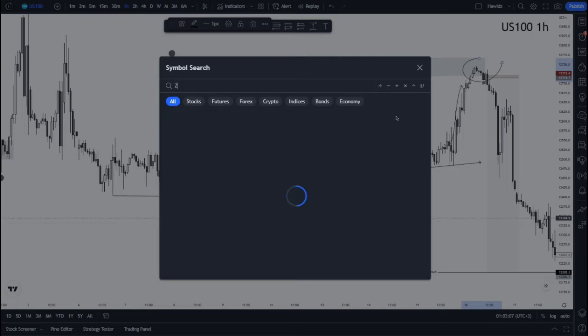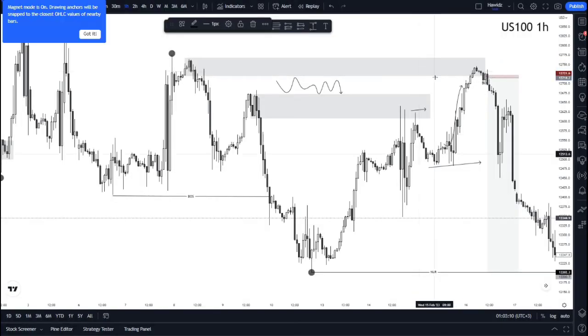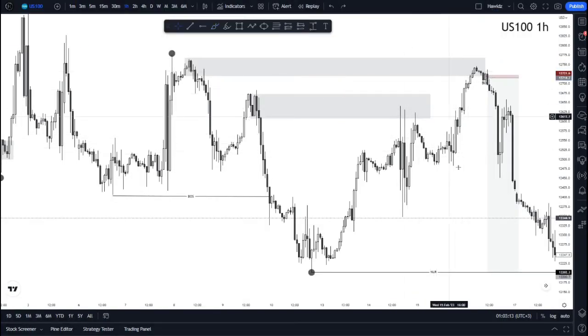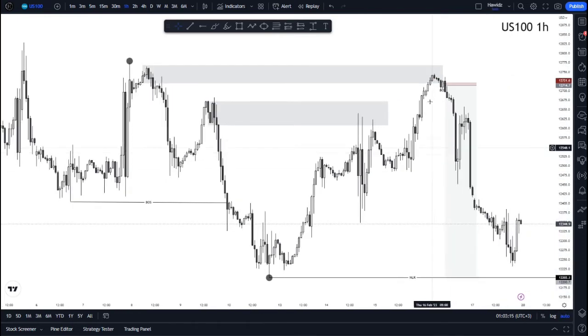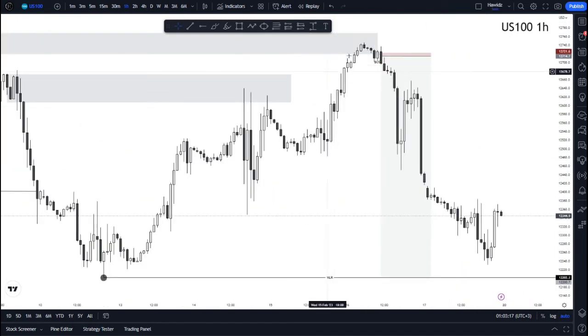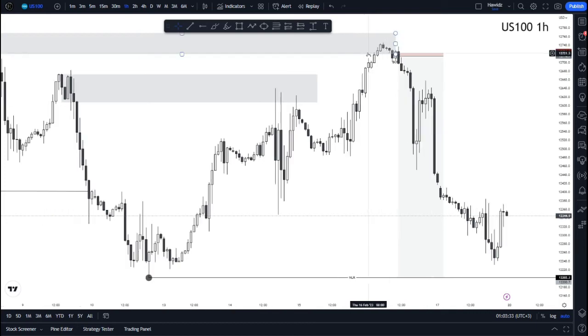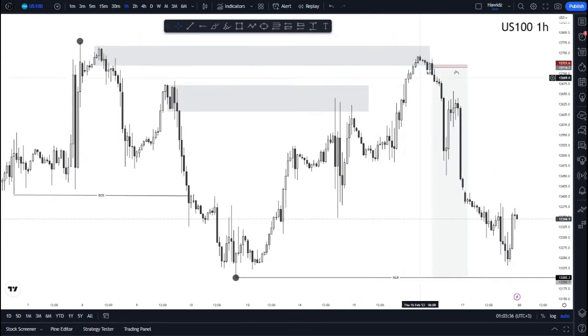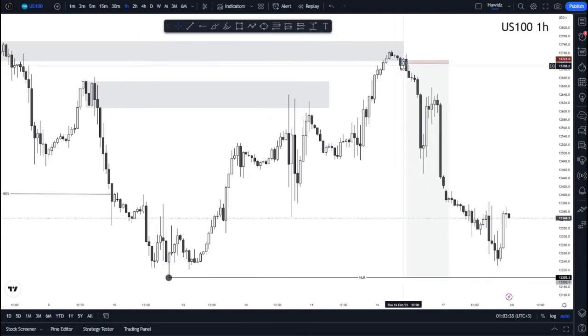Now let me remove that and clear some of these, and let's get into the real deal. Price now gets into our POI. Remember, this is Thursday. This was Wednesday's market, the New York session, and price just went bullish in that session. So we were looking to sell this market the next day.